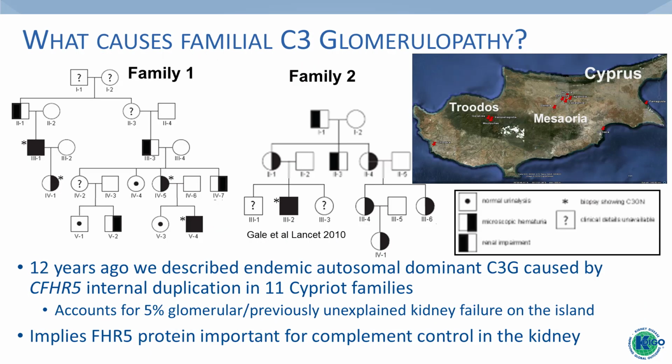So what about familial C3 glomerulopathy? Well, 12 years ago, we described endemic autosomal dominant C3 glomerulopathy caused by a CFHR5 internal duplication. We reported this in 11 Cypriot families, the first two of which are shown here, showing very clear autosomal dominant inheritance from families originally from various parts of Cyprus. This is actually quite a common cause of kidney disease in Cypriots and has implicated the FHR5 protein as important for the control of complement in the kidney.